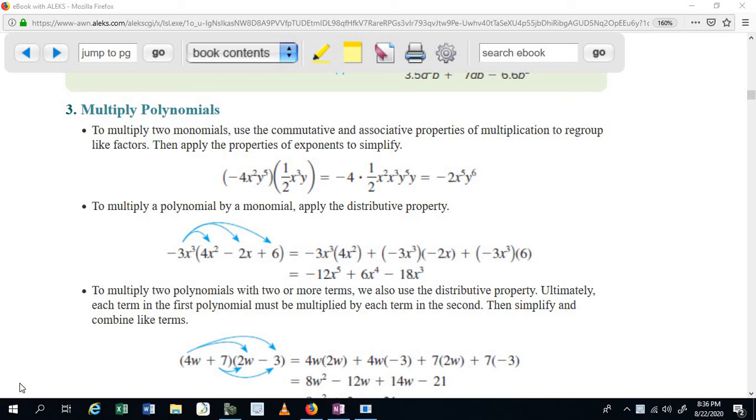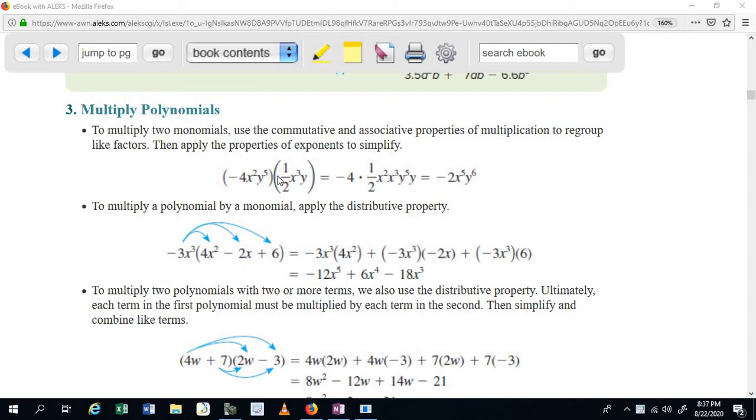Hello again. In this video, we're going to go over section R4, objective 3, which is about multiplying polynomials. So in order to talk about multiplying polynomials, we should talk about how you multiply two monomials first. And so say you have these two monomials and you want to multiply them together.